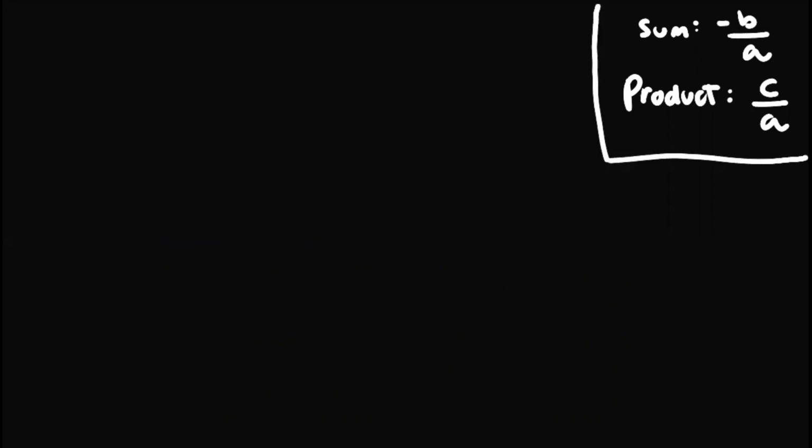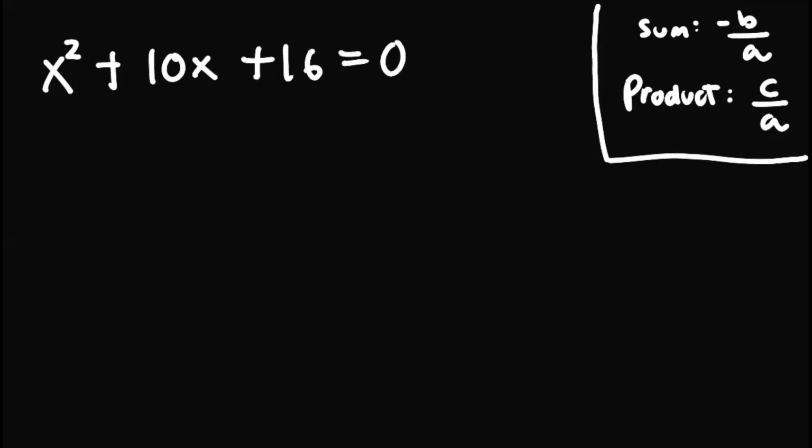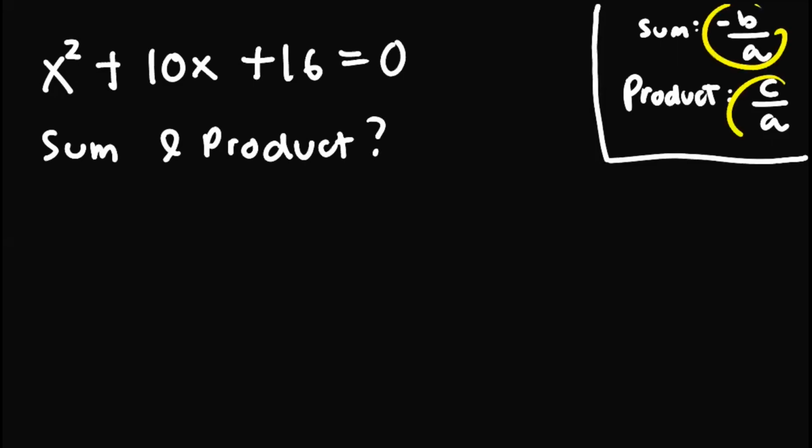So let's try this out in an example to visualize it much better. So if we have x squared plus 10x plus 16 equals 0, and we are tasked to find the sum and the product of this quadratic equation, instead of trying to factor it out or applying some methods like completing the square or quadratic formula, we can simply use these formulas. So this saves up much time.